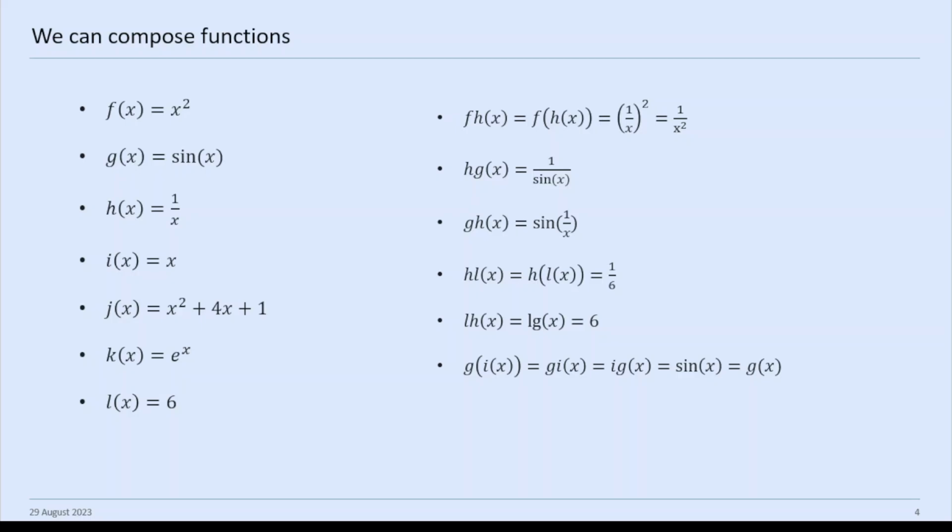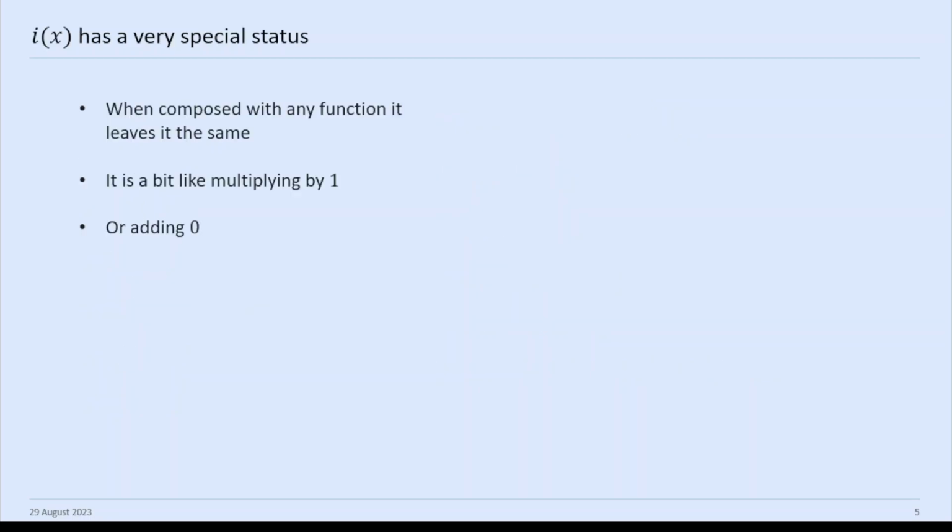So l of g of x is 6. Then finally, g of i of x and i of g of x are just sine x, which is just g. So combining with i of x doesn't make any difference. And i of x has a very special status, so when composed with any function it leaves it the same. It's like multiplying by 1 or adding 0.